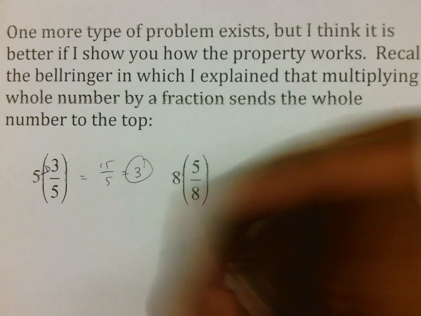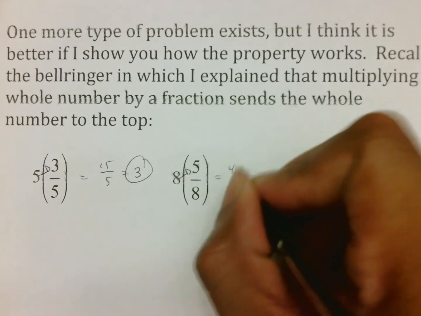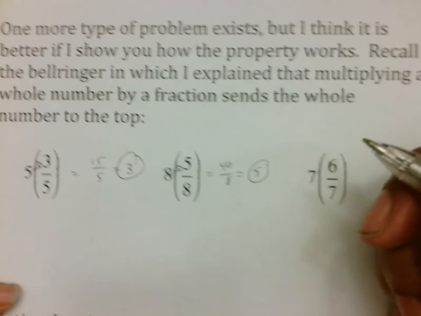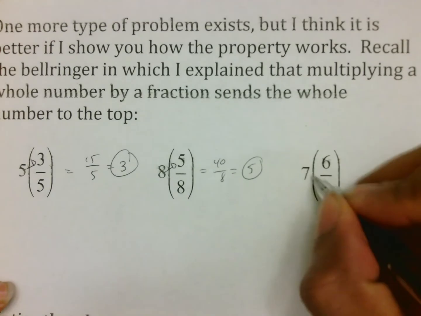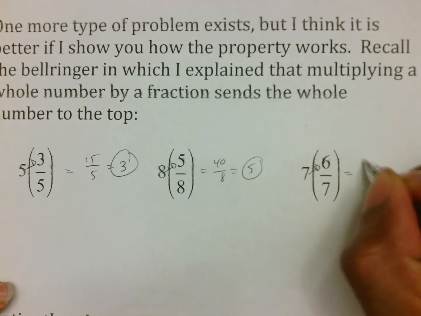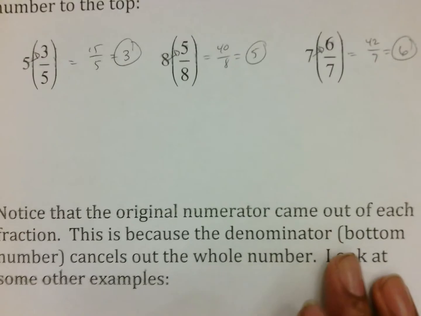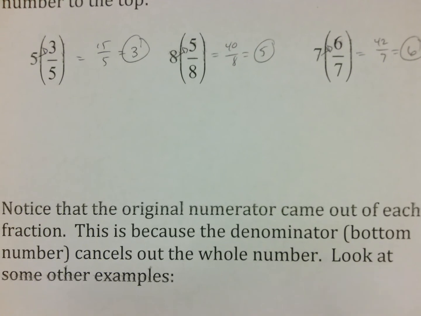8 times 5/8, 8 goes to the top, making it 40 over 8, which simplifies to the answer of 5. 7 times 6/7, the 7 goes to the top, making 42 over 7, which simplifies to the answer of 6. I want you to notice, though, that the original numerator came out of each fraction.